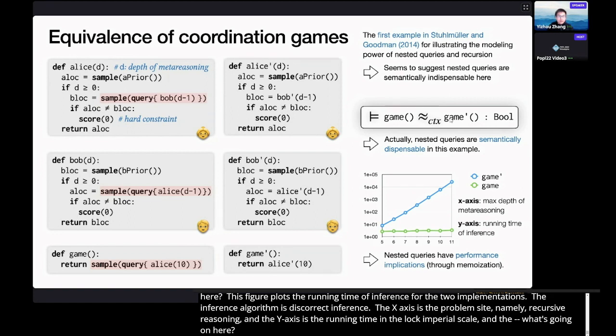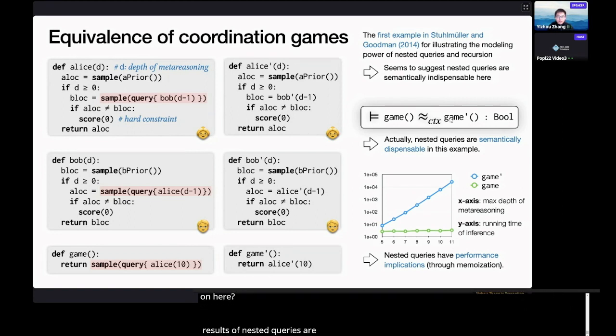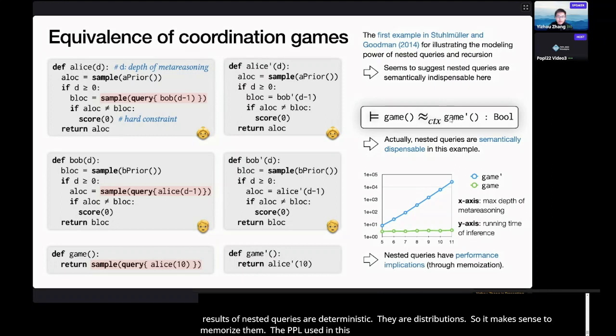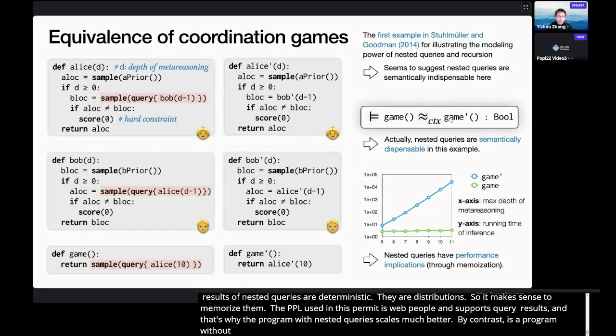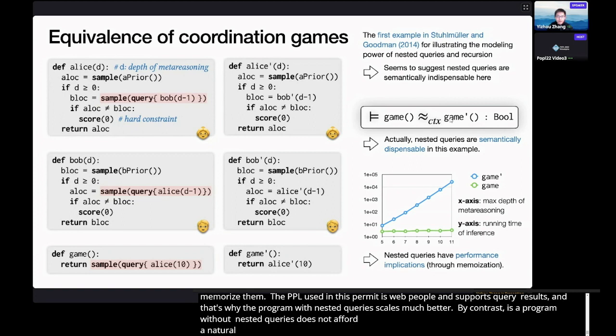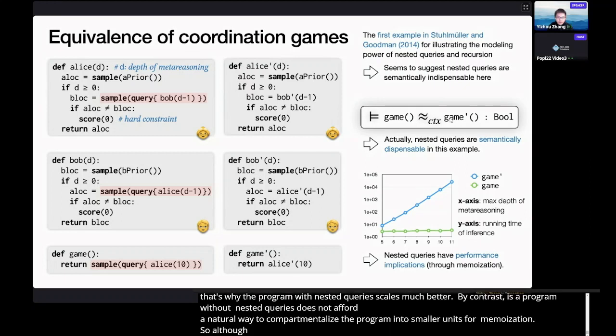Results of nested queries are deterministic. They are distributions, so it makes sense to memoize them. The PPL used in this experiment is WebPPL. It supports the memoization of query results. And that's why the program with nested queries scales much better. By contrast, the program without nested queries just does not afford a natural way to compartmentalize the program into smaller units for memoization. So although nested queries are semantically irrelevant in this example, they are still meaningful performance-wise.